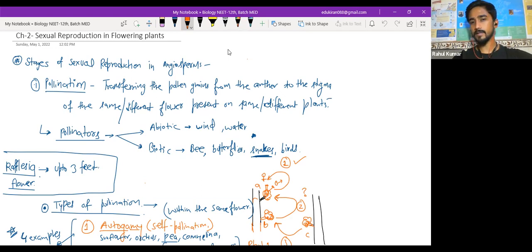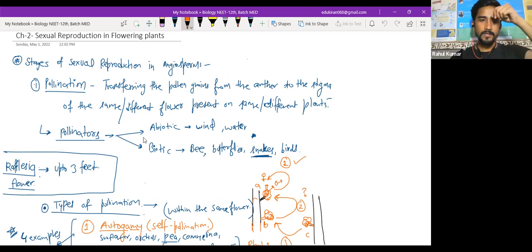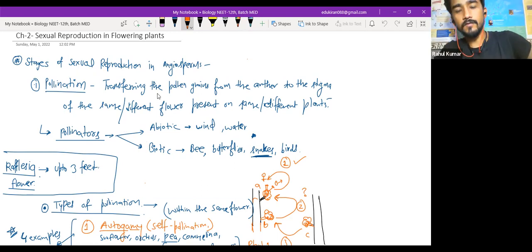About that, we will have another backup class. We will go in a reverse order, because I am going in a forward order in the normal classes, and for your backups we'll go backwards. So today we finished sexual reproduction in angiosperms, the stages of it. Sexual reproduction in angiosperms has 3 stages.